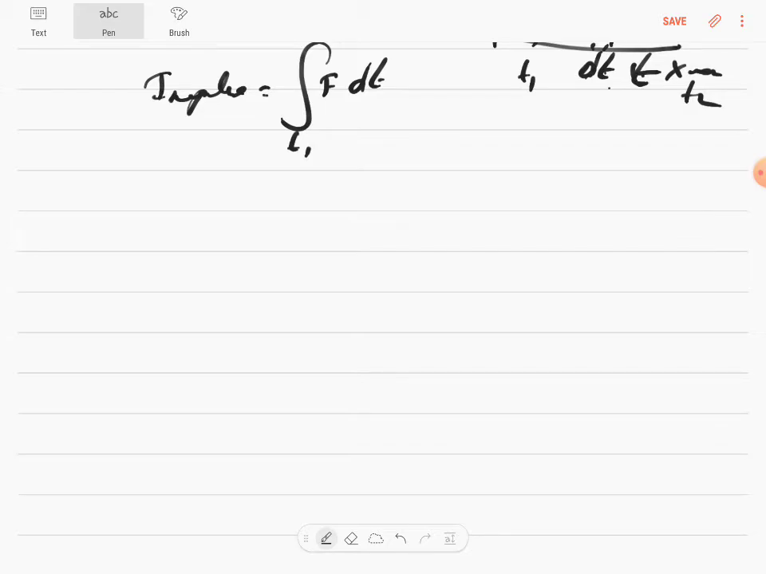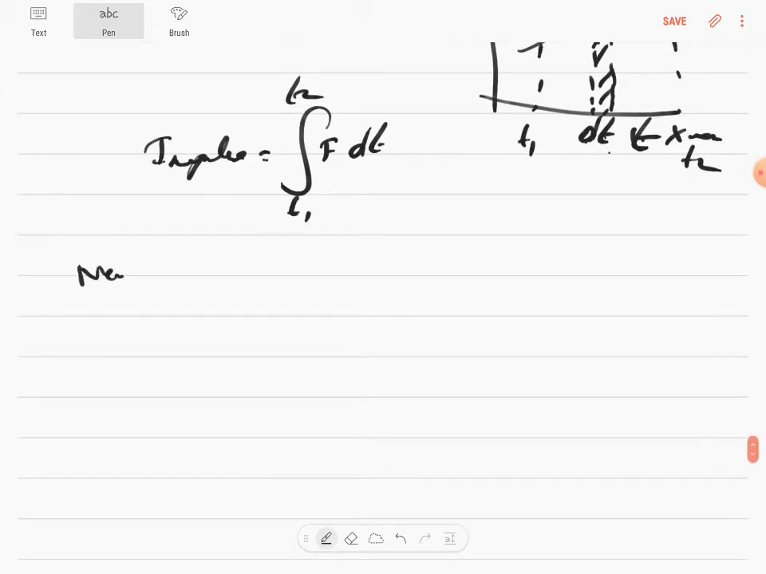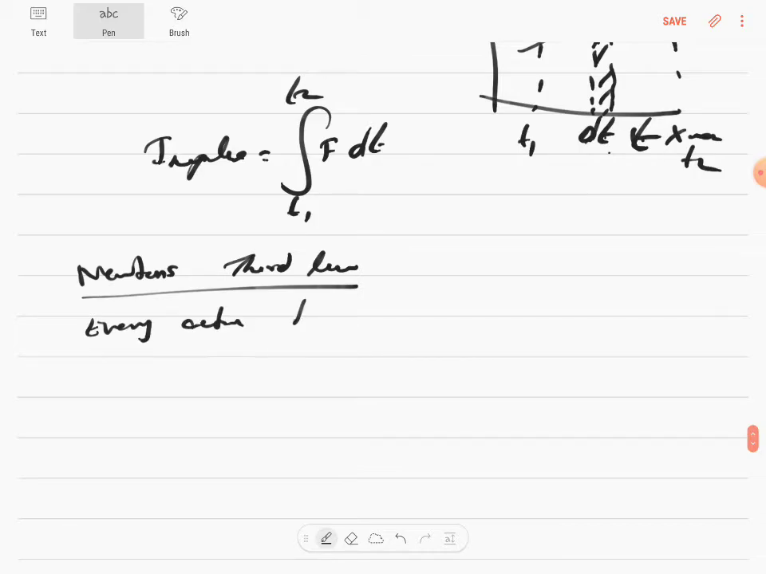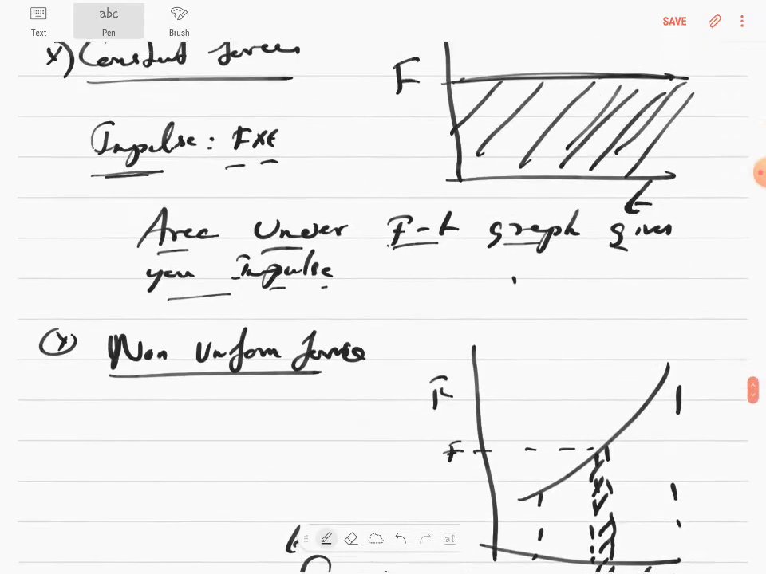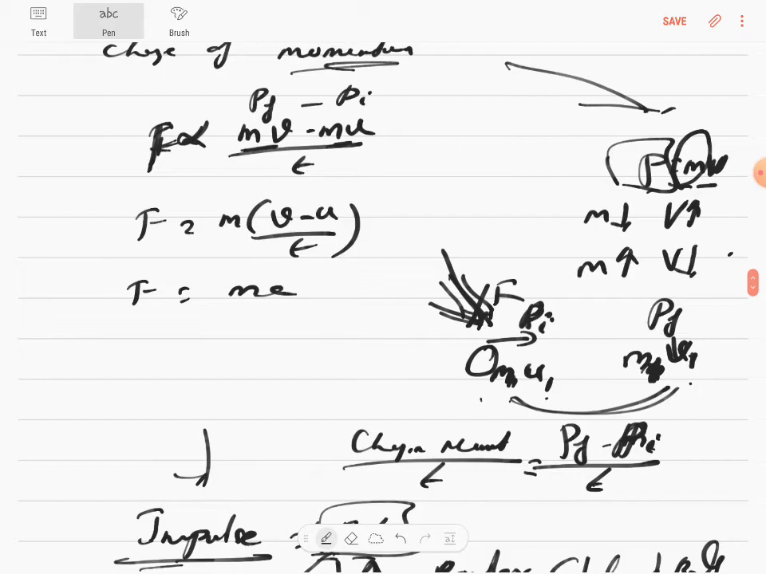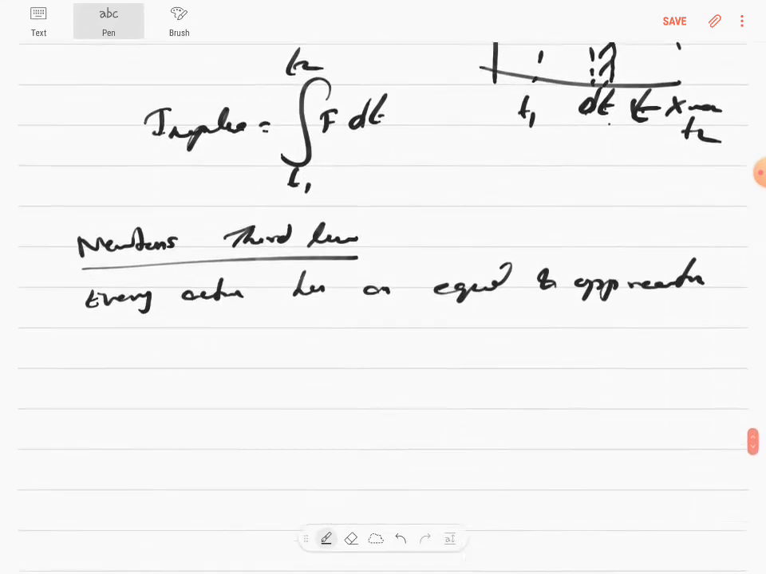The last is Newton's third law. Okay, what is Newton's third law? Every action has an equal and opposite reaction. This is Newton's third law. So supposing between two bodies, this is not one body. Earlier it was the same body on which we applied a force and its velocity changed. But here it is about two different bodies.